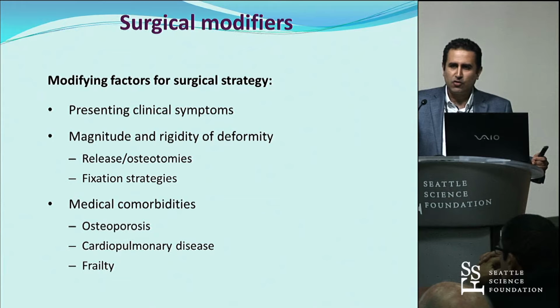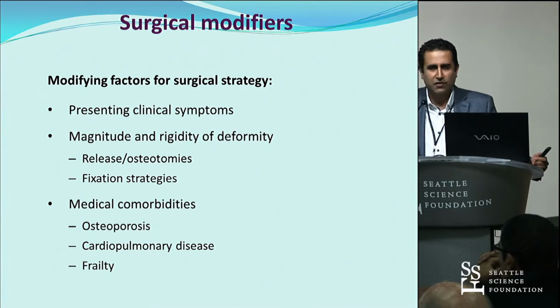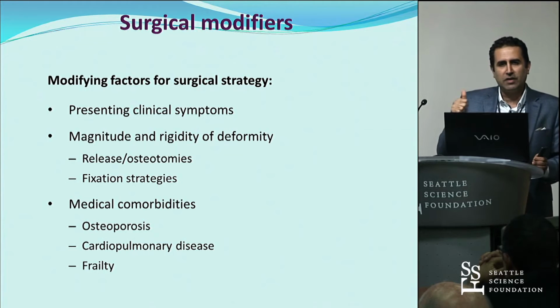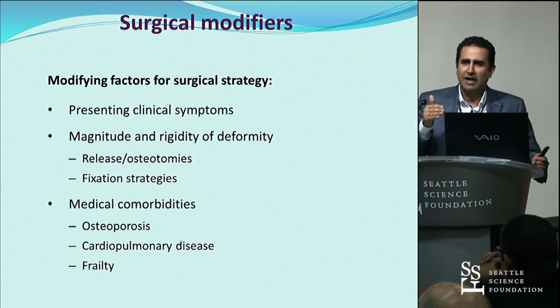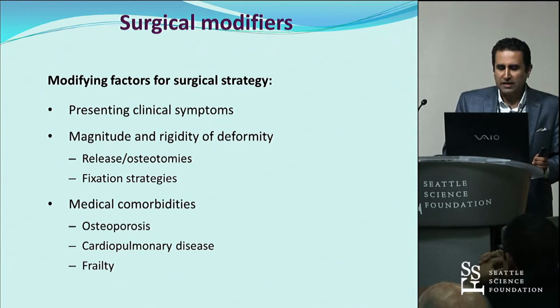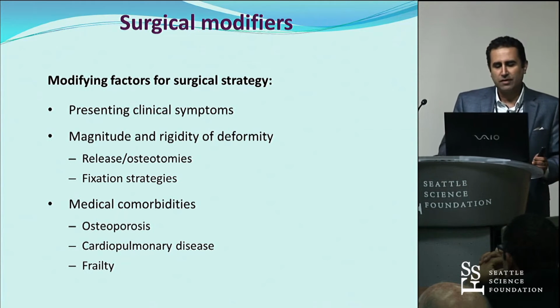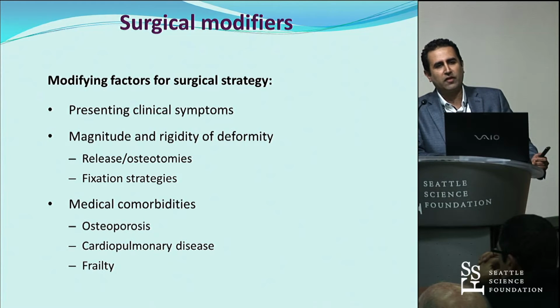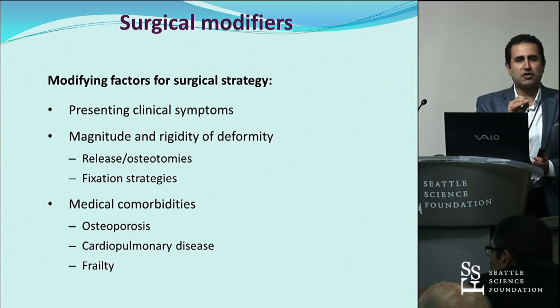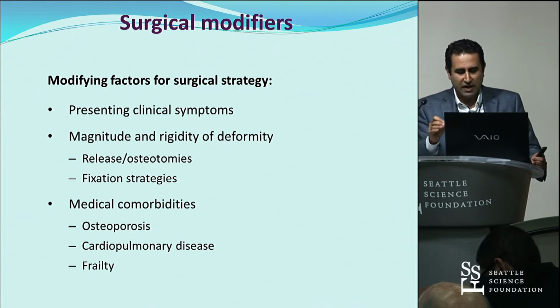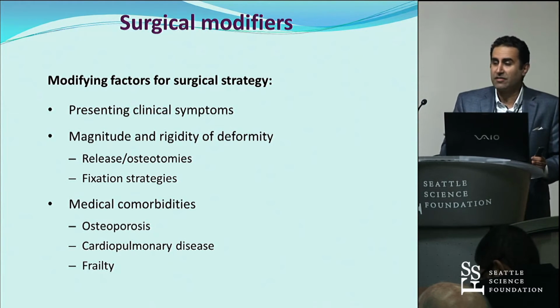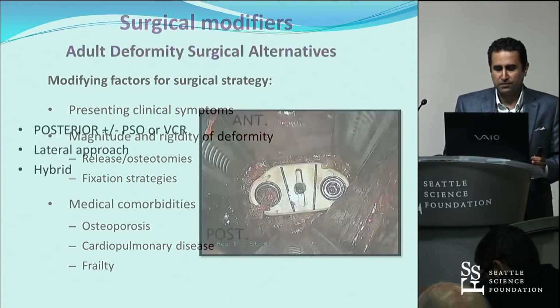Are you purely treating a neurological reason for their pain? Do they just need a decompression? If they're in balance, they have kyphoscoliosis, but that is not their main issue, then you need to tailor your treatment to that. Secondly, what are the medical comorbidities that they have? Thirdly, what is the flexibility of the spine? In other words, do you need to plan for osteotomies and correction of the deformity other than pure instrumentation? And lastly, can you actually perform the procedure?